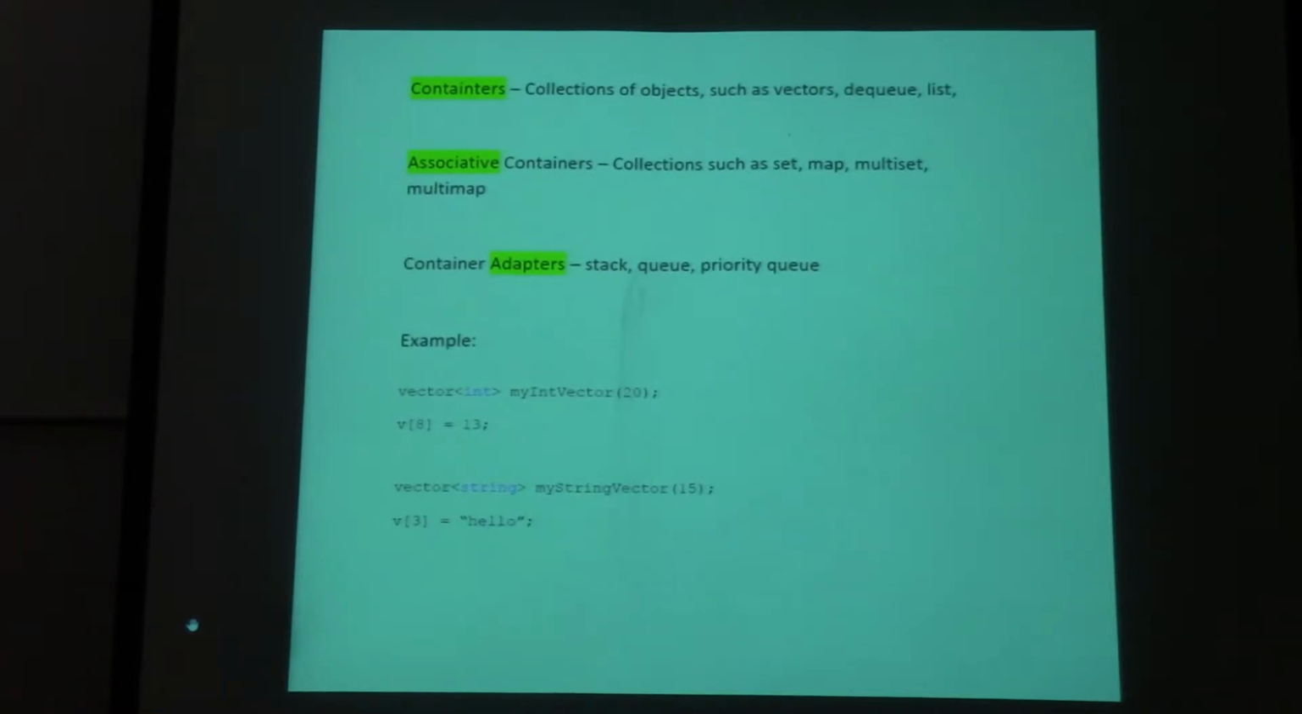Since I have a vector, it allows me to use bracket notation. So v[8] is equal to 13. I'm putting that element into the vector. Vector<string> myStringVector(15). v[3] is equal to "hello". Okay? All right.